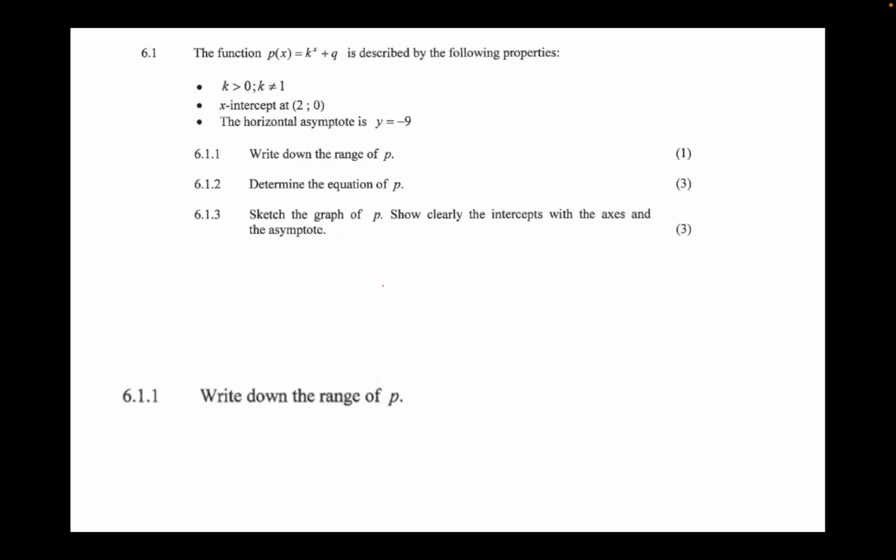Okay, this is question 6 on November 2017, grade 10, paper 1. And this looks as if it is a question about an exponential function. An exponential function is one where the variable is in the exponent position. And because p is a function of x, the two variables here are p of x and x.